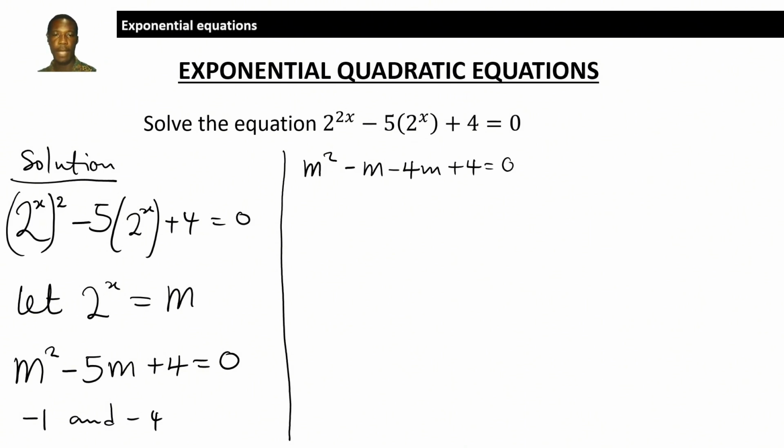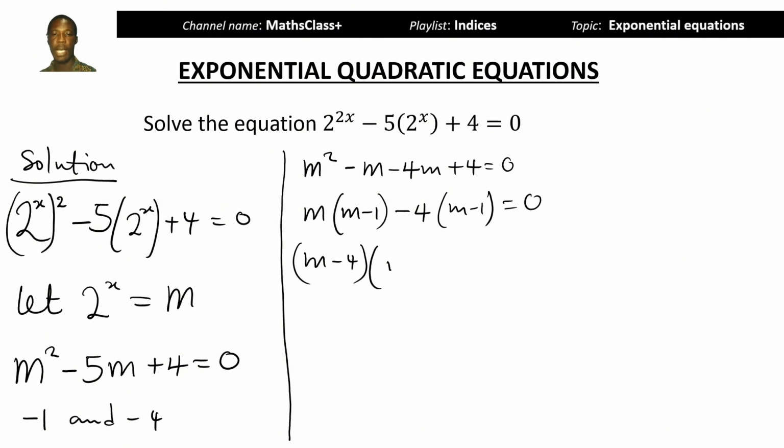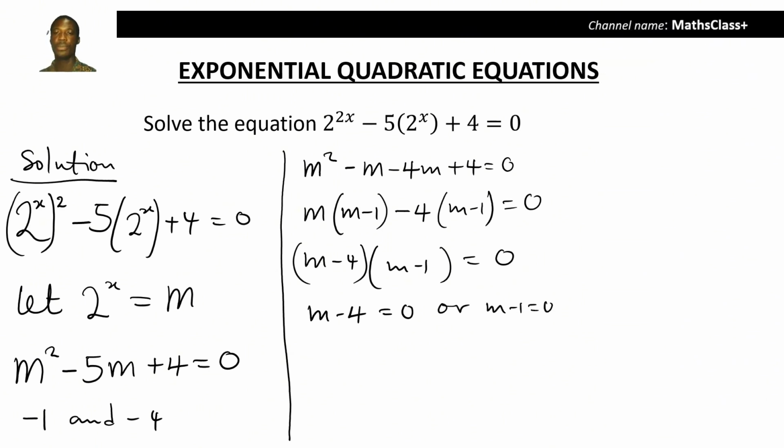Then I have m out, m minus 1 left. Then negative 4 out, m minus 1 left, equals 0. So I have m minus 4 multiplying m minus 1, and the result is 0. That means m minus 4 is equal to 0, or m minus 1 equals 0. I hope you are following. So m is equal to 4 or 1.